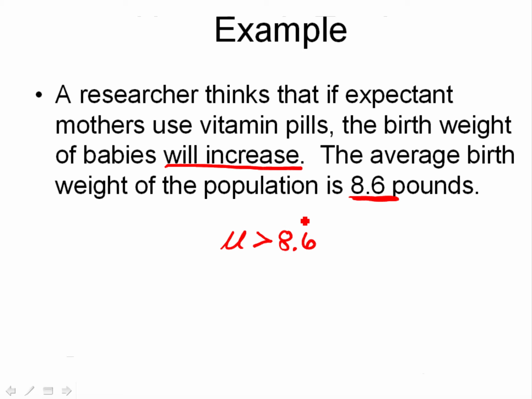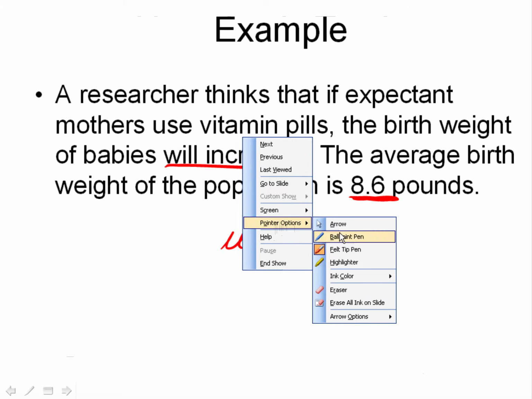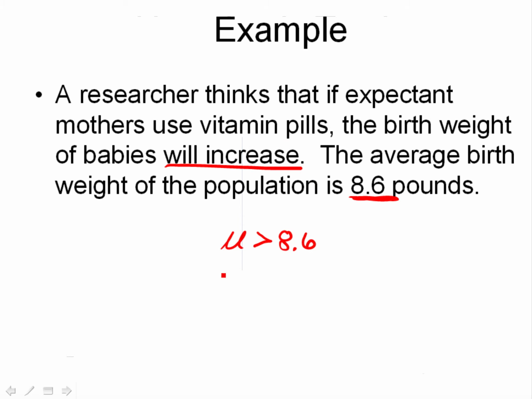Okay, now when you're writing your hypotheses, when you write the null hypothesis and the alternate hypothesis, between the two hypotheses, you have to have included every possible outcome. So if one of your hypotheses has a greater than in it, in order to include every possibility, the other hypothesis has got to have a less than or equal to.